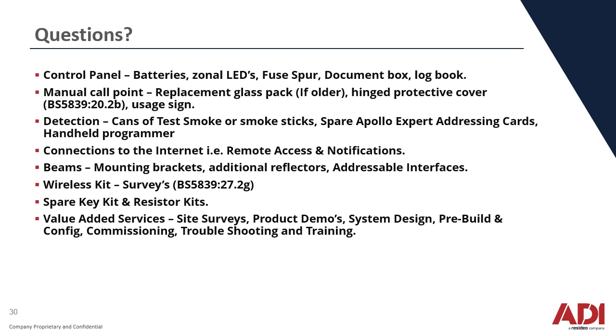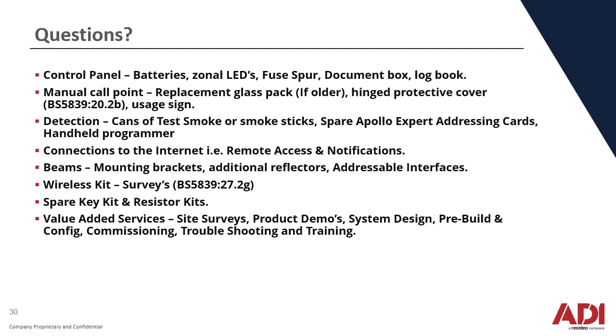Questions? Here are a few things to consider with equipment. Control panels. Don't forget you may need batteries, zonal LEDs, fuse spur, document box, logbook with your panel, manual call points, replacement glass pack for older systems, hinged protective covers required by BS 5839, section 20.2b, and usage sign.